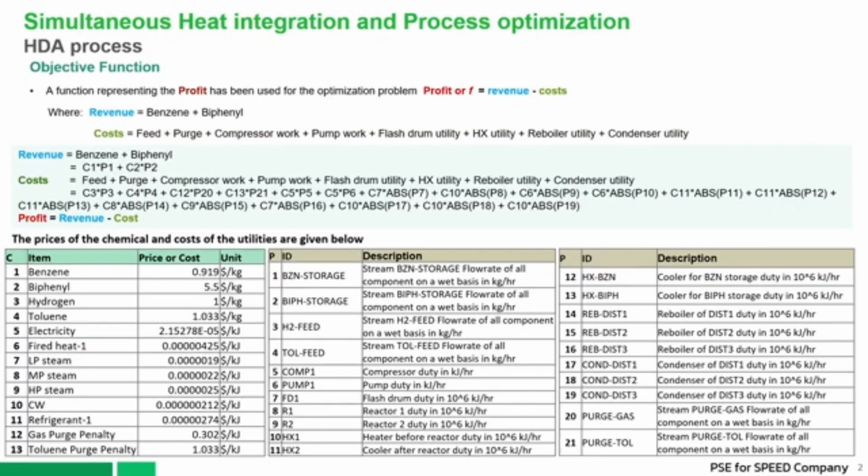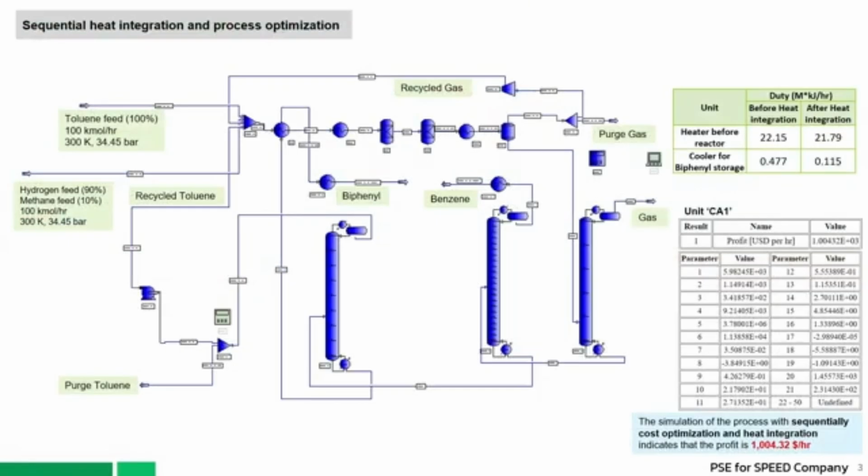Firstly, we need to set the objective function for the optimization. The objective function is the profit, which is equal to the revenue minus cost. The revenue is from the sale of products and byproducts, and the costs are from the raw material price, utility cost, and the purge penalty. This table shows the numbers that are used for the profit calculation.